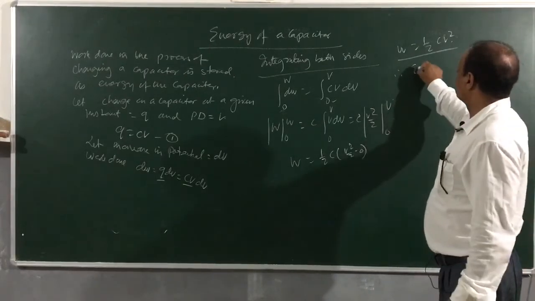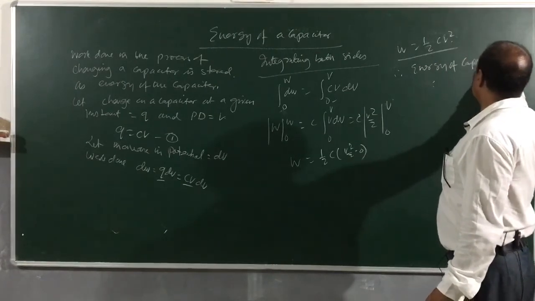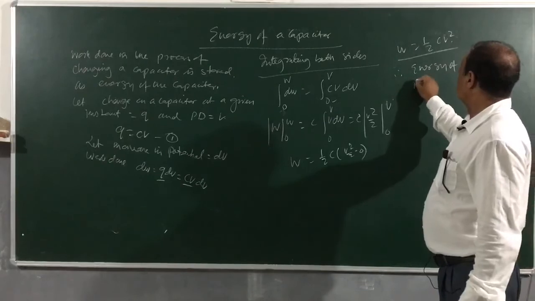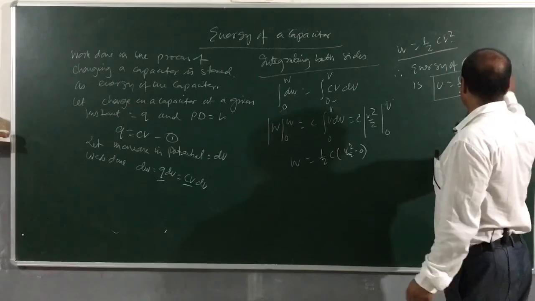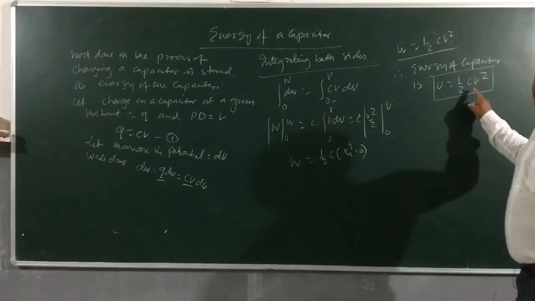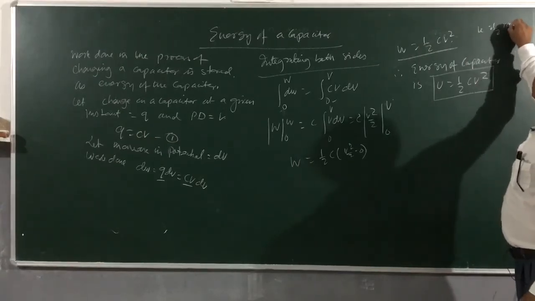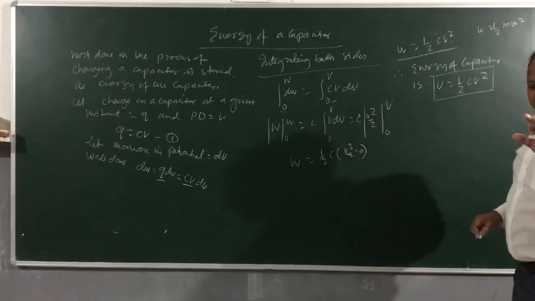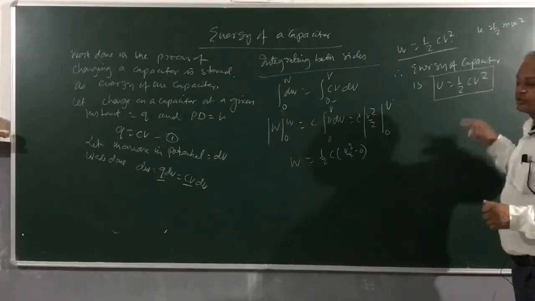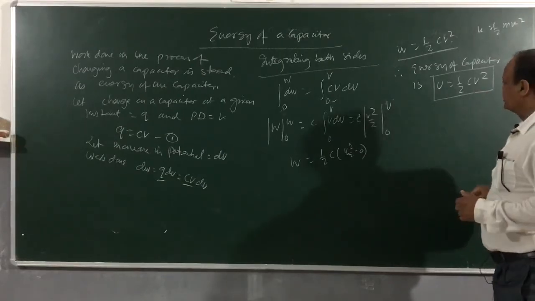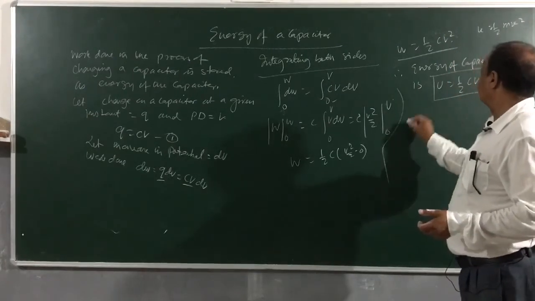Therefore, the energy of the capacitor U is equal to half CV square. So we got the first equation. You can see an analogy with this energy. This energy is like kinetic energy K equal to half mv square of a moving body. So you can see that m is analogous to C and velocity is analogous to the potential difference.